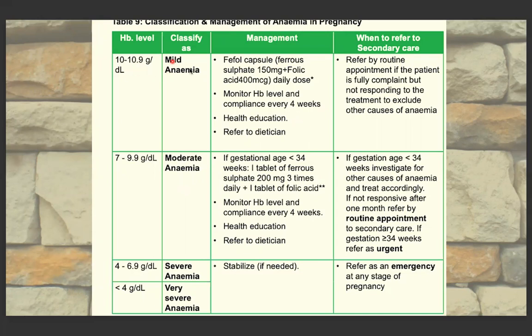As we see here, if it is mild anemia, defined as 10 to less than 11, you can give a capsule of ferrous sulfate 150 milligram plus folic acid 400 microgram daily. We will monitor every 4 weeks in order to see compliance and the response to this iron. So for mild anemia, you will give FeFOL and measure hemoglobin after 4 weeks. And of course, health education is very important, and always for anemia, as with any medical disease like hypertension or diabetes, please refer to a dietitian.